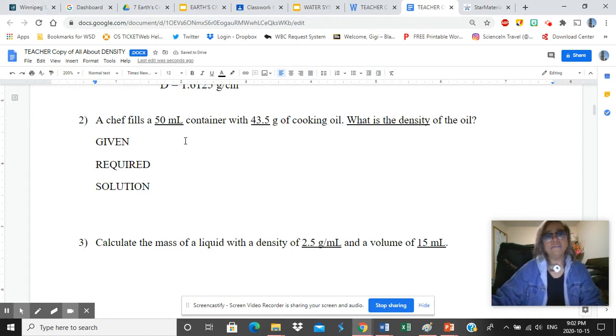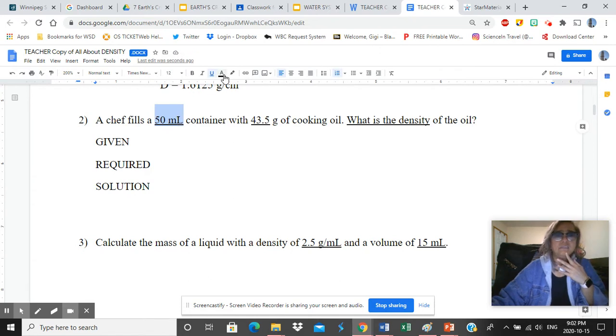So write down the given, read the problem. What do we have in the problem? You have this, right? 50 ml. So what is this? So let me just bold it out so that you can see. 50 ml. ml, a unit of, what do you think? Yes, that's V. So V equals 50 ml.